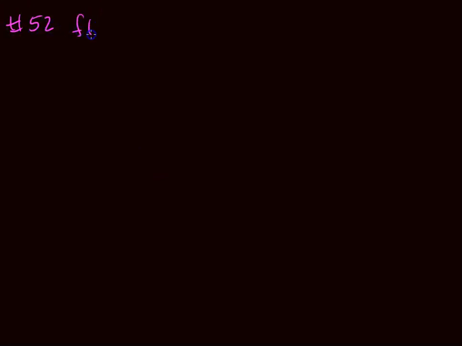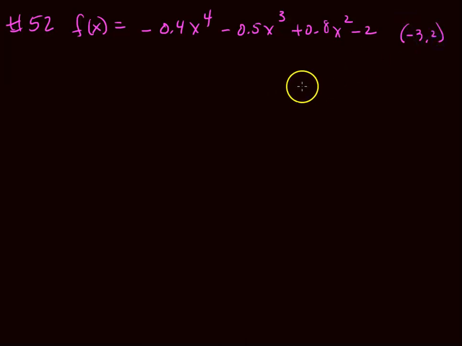The function, we're going to use y, of course, on the calculator. Negative 0.4x to the 4th, minus 0.5x cubed, plus 0.8x squared, minus 2. It says over the indicated interval, they want this interval to go from a negative 3 to 2. Okay.